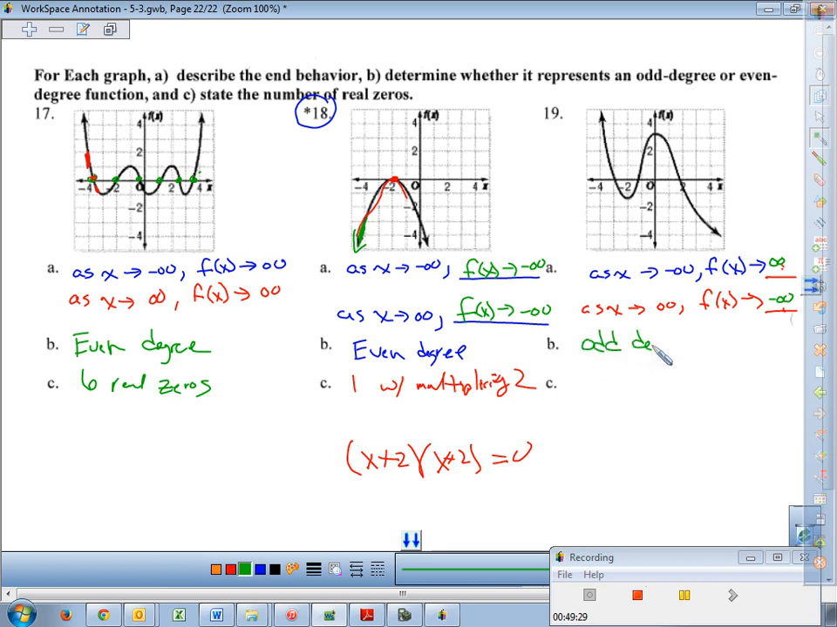Find the number of real zeros. Well, here's a 0, there's a 0, and there's a 0. Is there any multiplicity in those zeros? No, because they went from above to below or vice versa, right? So there's 3 real zeros.